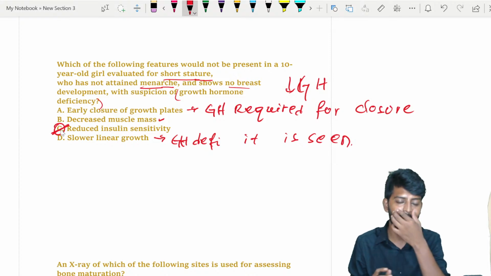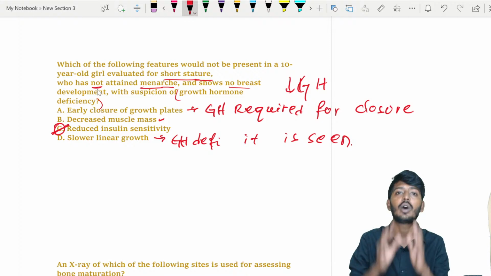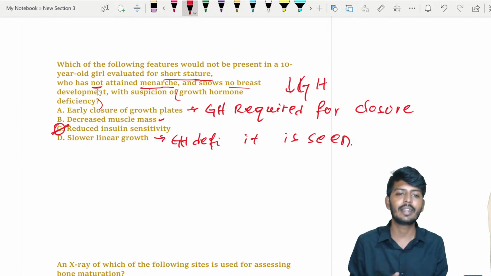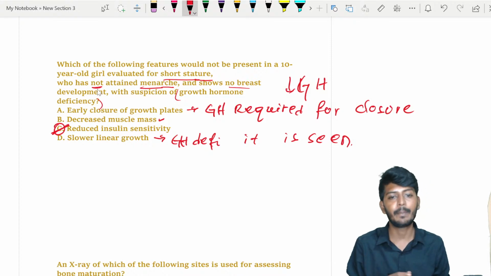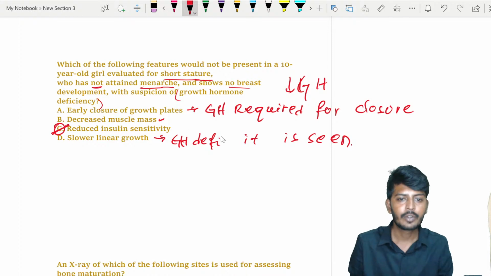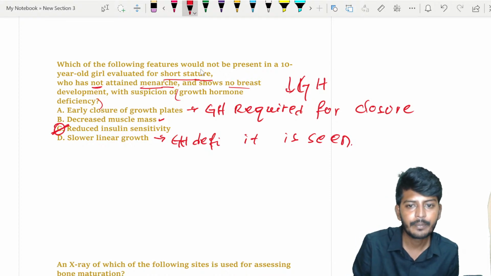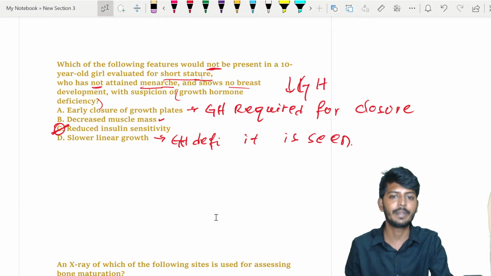Reduced insulin sensitivity. Which of the following is not seen? Children, look carefully, you should keep this kind of thing in mind tomorrow. You should look at this kind of thing: whether it says "not" or "yes". So this is a very, very important point. Which of the following is not seen? Which of the following will not be seen? Note the word "not" in the question.